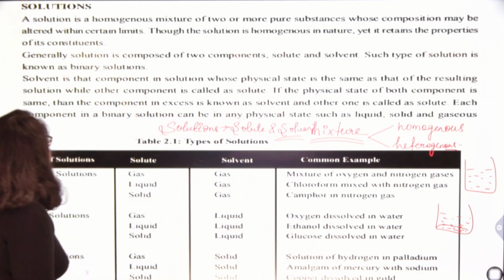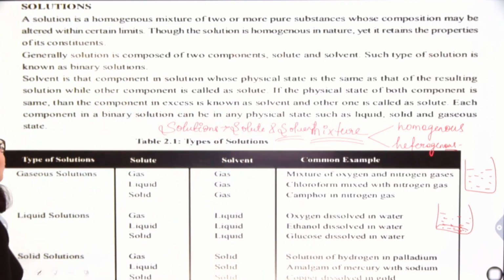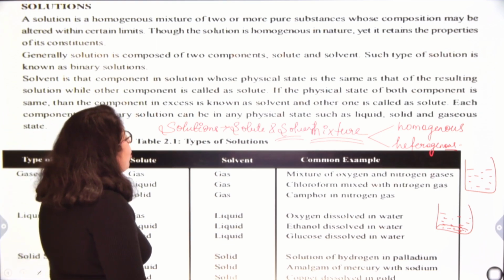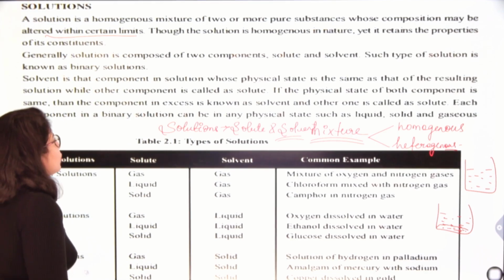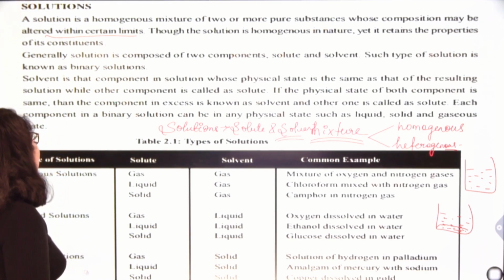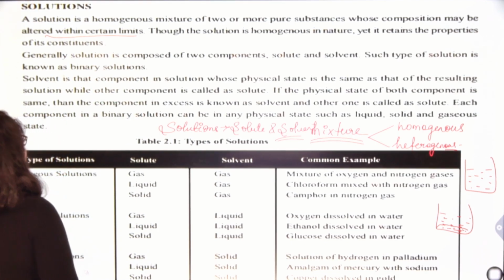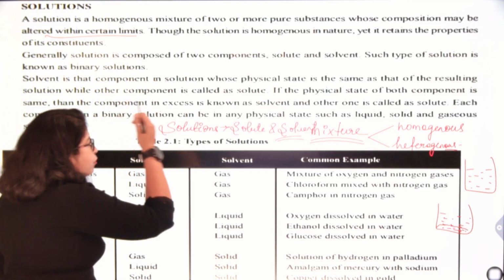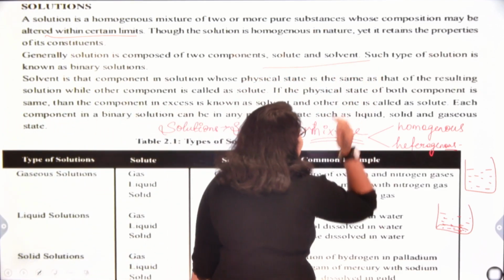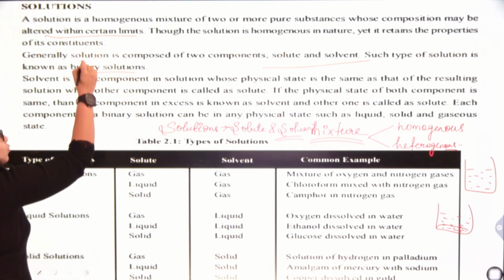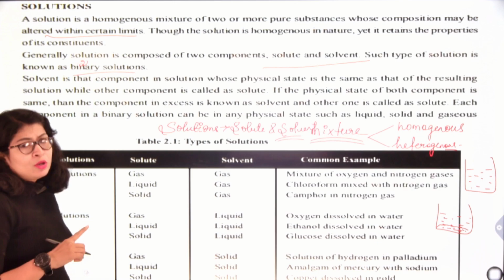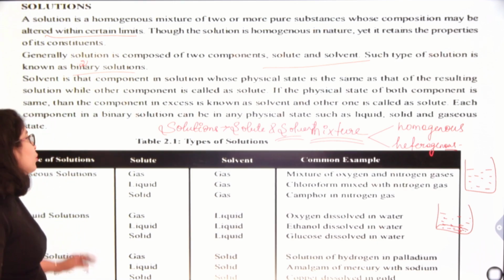So a solution is a homogeneous mixture of two or more pure substances whose composition may be altered within certain limits. Though the solution is homogeneous, yet it retains the property of its constituents. Generally, solution is composed of two compounds, one is solute and another one is solvent. Such type of solution is called a binary solution, means it has two components. Okay, one is the solute component, the other one is the solvent component.